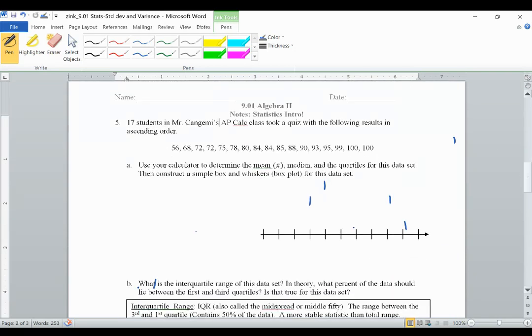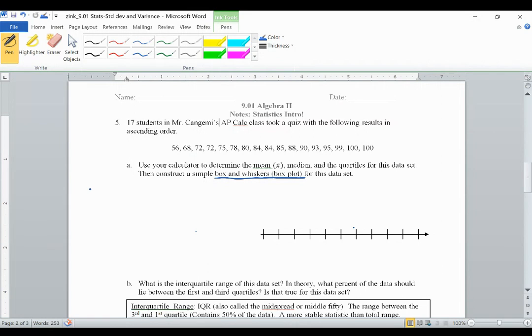Next, we've got 17 students in Mr. Kanjemi's AP Calc class that took a quiz with the following results in ascending order. So these are listed already from smallest to greatest. Use your calculator to determine the mean, median, and quartiles for the set of data, and then we're going to do a box and whisker plot review from algebra.